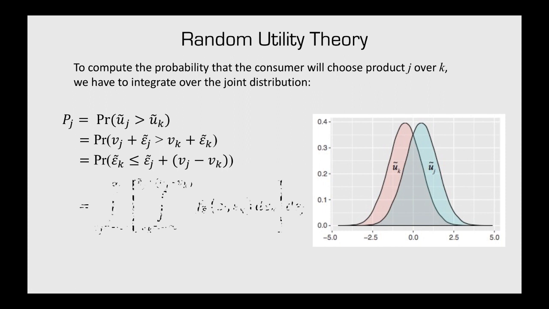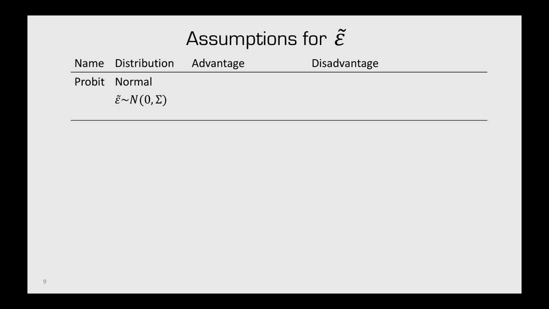When we turn this into integration, it becomes a really messy equation where we have to do a double integral over the joint distribution, this f term here, f of epsilon j and epsilon k. To answer this, we have to know what the joint distribution is. And so we have to make an assumption about what these epsilon terms are. There are a few different options for choosing a distribution for epsilon. A normal distribution produces a model that's known as the Probit model.